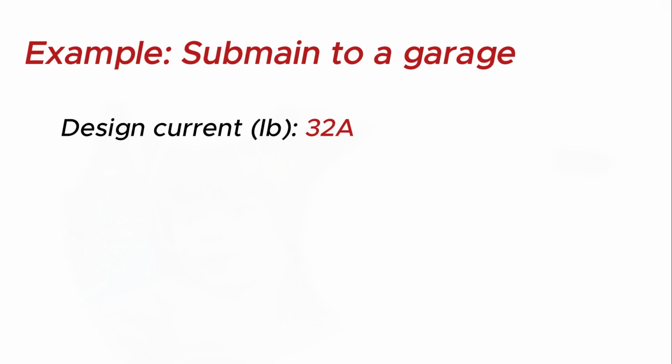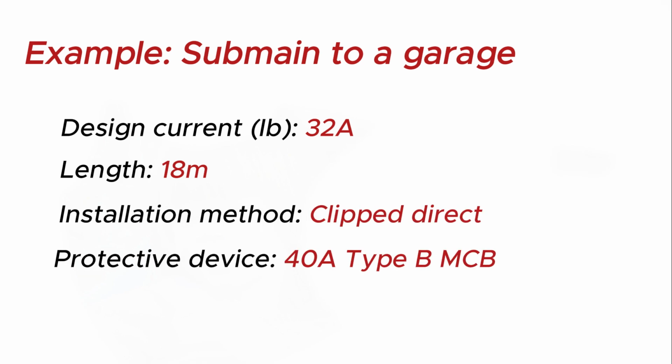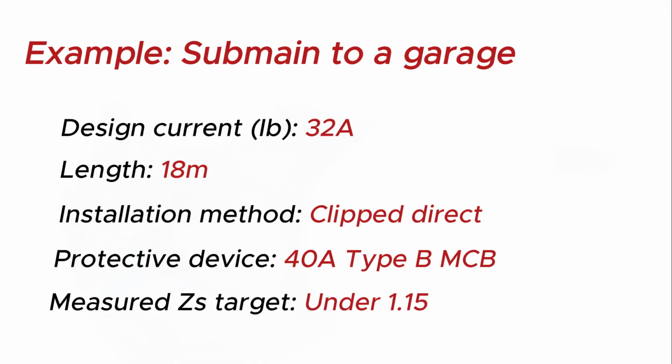Let's do a real example. Submain to a garage. Design current, Ib, 32 amps. Length, 18 meters. Installation method, clipped direct. Protective device, 40 amp Type B MCB, measured Zs target, under 1.15 ohms. If you choose 6mm cable, clipped direct, it's rated around 47 amps, so it passes current carrying.